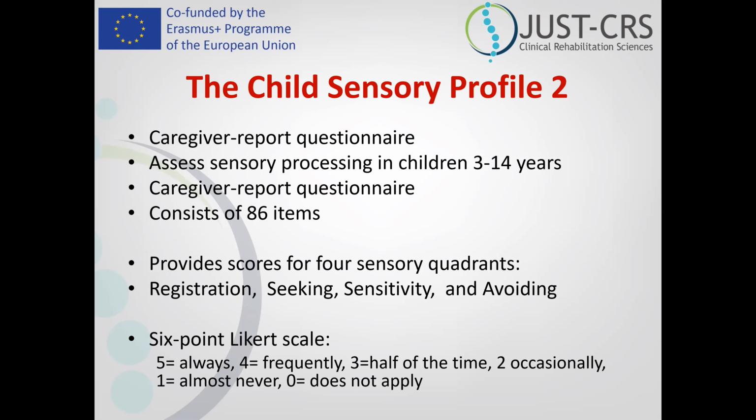It's a 6-point Likert scale. That means caregivers or care providers can rate how their child performs or does these behaviors in reaction to different sensory input. The scale ranges from 5, which equals always, to 0, which means does not apply. If you don't know about a sensory experience, or your child did not experience it, you can choose 0. That means this does not apply to my child.